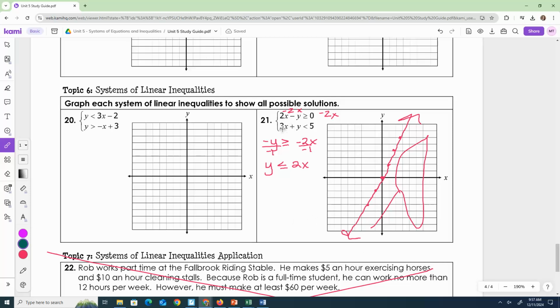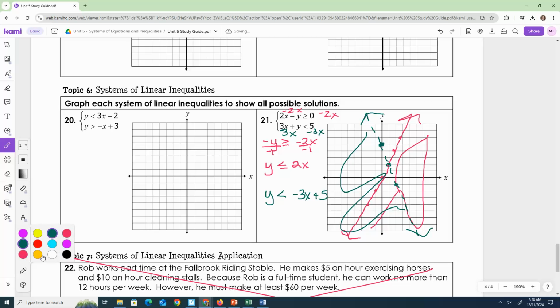Then we do the second line. So to get y by itself, we subtract the 3x. So y is less than negative 3x plus 5. Graph that, y-intercept is 5. Slope, negative 3 over 1, so down 3 over 1. Solid or dashed? Dashed because there is no equal to. Okay. Less than, we have to ask above or below. Less than is below, so it's here.